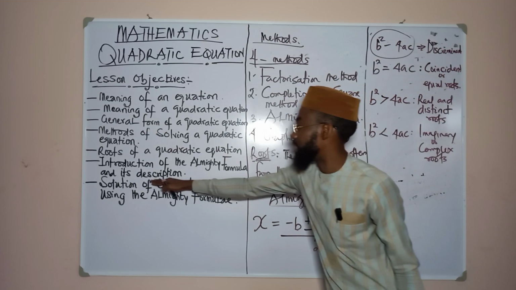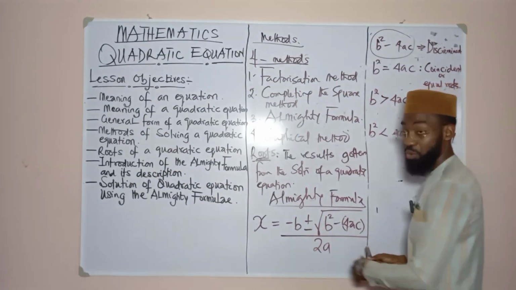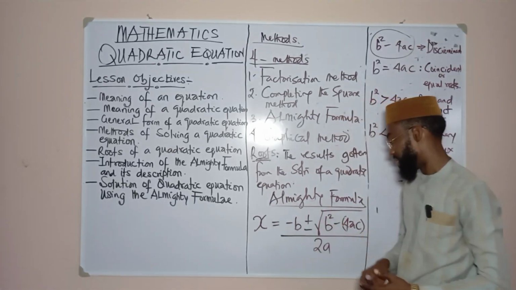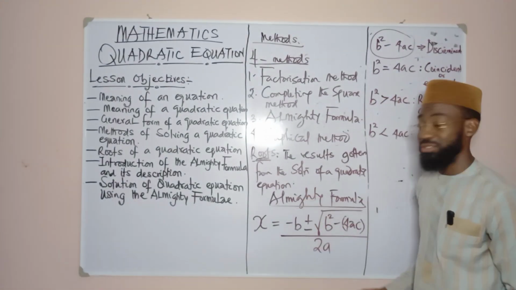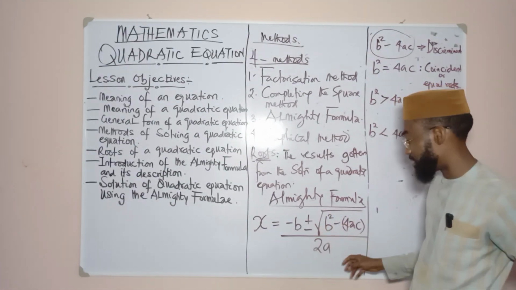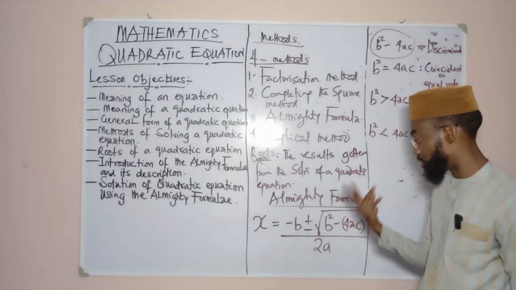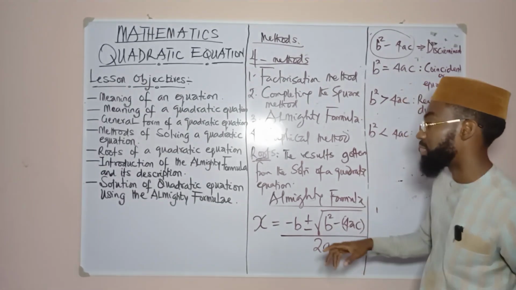So we are done with the description of this almighty formula. Please take note of this. I know so many people will be wondering, why do we call it almighty? It looks very imposing anyway, and that's why many students feel a little bit funny whenever they see the topic, especially because of the plus or minus. But the plus or minus here tells you you're going to have two answers. One is going to be positive and one is going to be negative. It's just as simple as that.